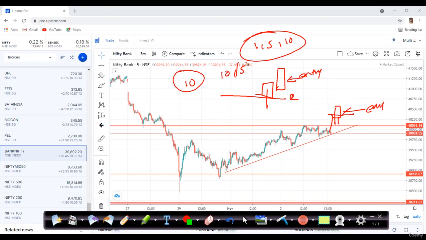You can observe first and then only trade. Do not trade directly. I am not suggesting you to go and trade. Observe the market, analyze the market, and then only trade. Hope you got my point.